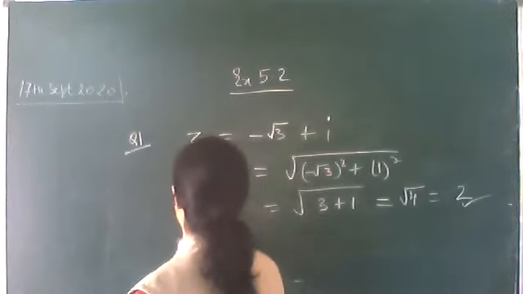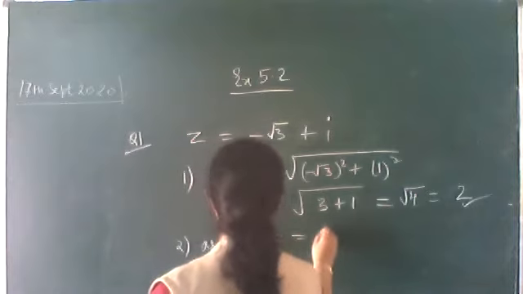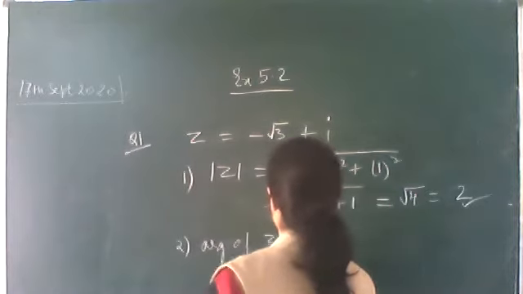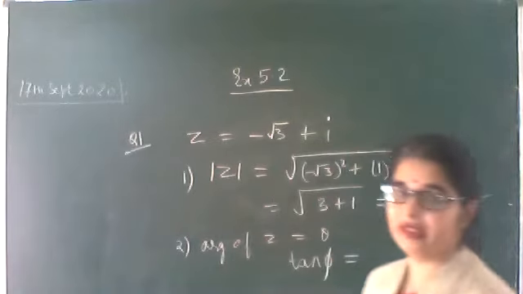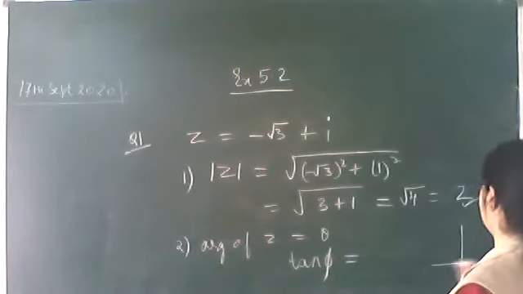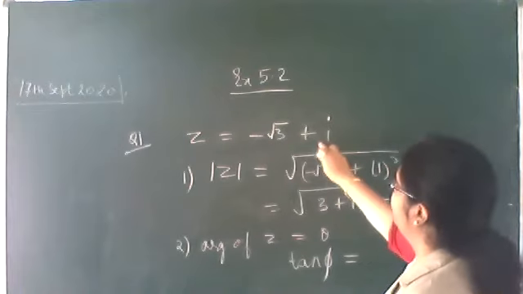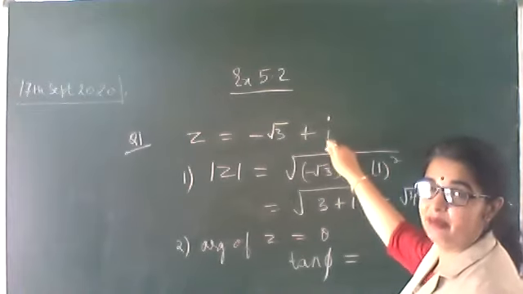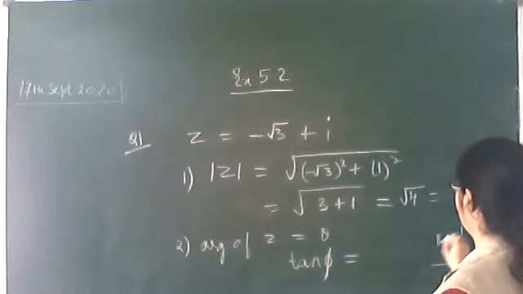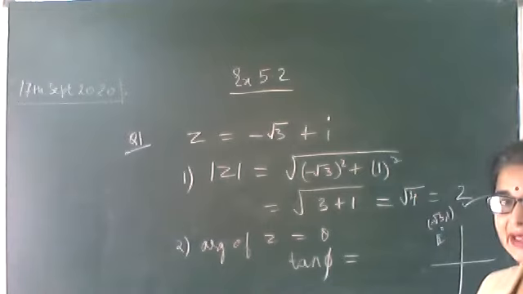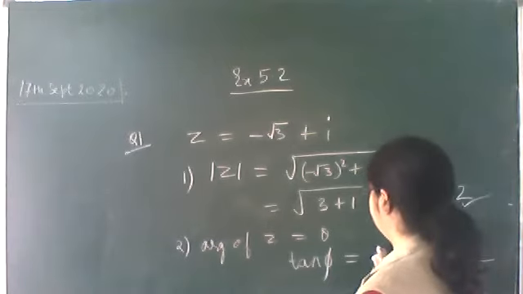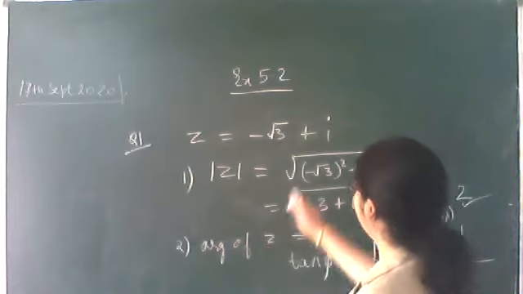Then second part is argument of z, which is equal to theta. Now I told you we calculate tan phi, not tan theta. We always calculate tan phi. Just see where it is lying. The point is lying at minus root 3, that is on the negative x-axis, and positive of y, so it will lie in the second quadrant. This point minus root 3 comma 1 lies in the second quadrant.